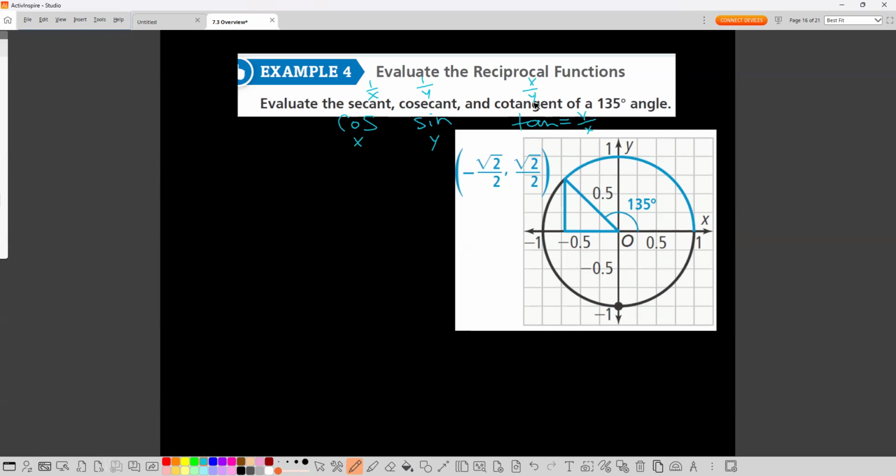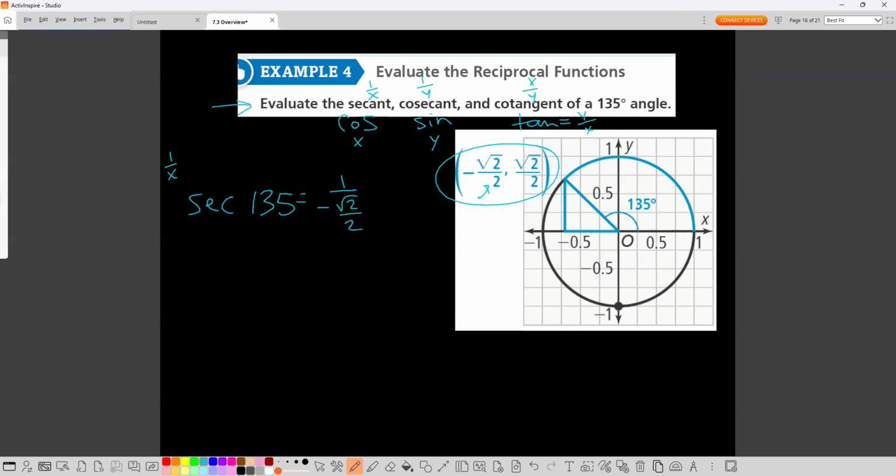Remember, these are all the reciprocals, those three. Secant, cosecant, and cotangent are the reciprocals. Flip over the fraction. They're asking for all three, and they're talking about using these. So if I'm doing secant, I'm talking about 1 over x. So the secant of 135 is going to be 1 over, what's the x value over here?